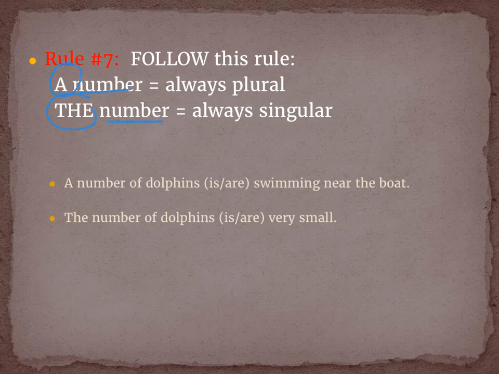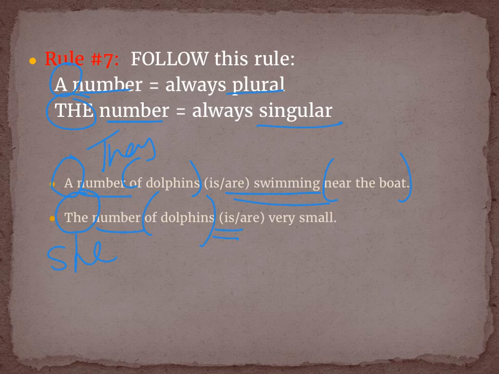Rule number 7 is just a rule about the subject being the word number and looking at the word that precedes it. If it's preceded by the word a, it is always plural. If it's preceded by the word the, it's always singular. So if we look down below, near the boat is a prepositional phrase. Of dolphins is another prepositional phrase. They both have the word number as the subject. However, the first one is preceded by a, so it's like saying they, and we would say they are swimming. The bottom one, because it's preceded by the word the, it's like saying she, so I would say she is.